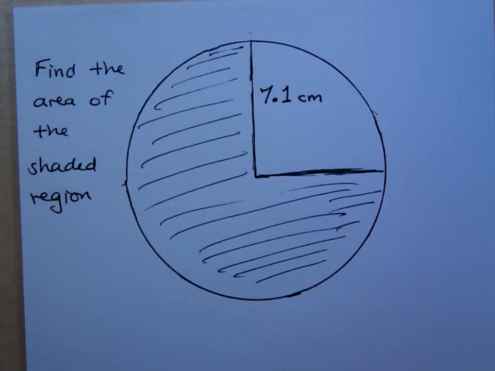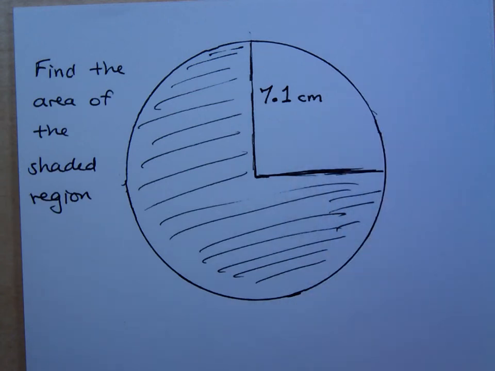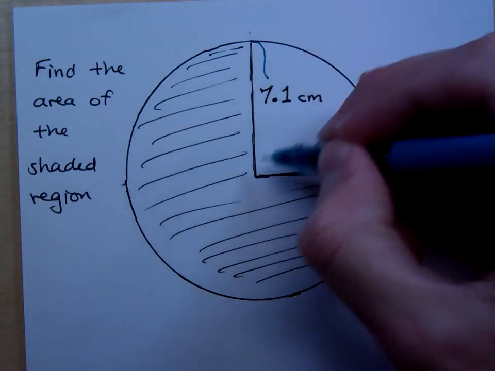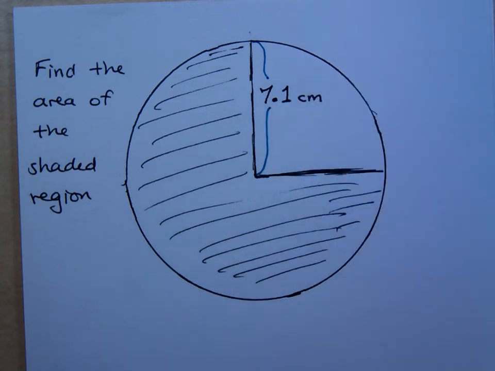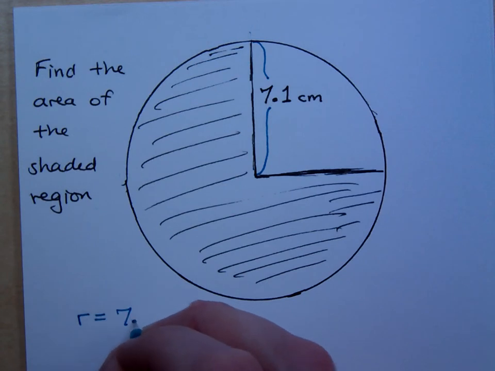There are certain assumptions that we will make about these pictures that we have. For example, I have 7.1 centimeters here. The assumption is that that is the length of what? We're going to assume that's the length of the radius, okay? And that would be a good and fair assumption to make. So we're saying here that your radius is equal to 7.1 centimeters.